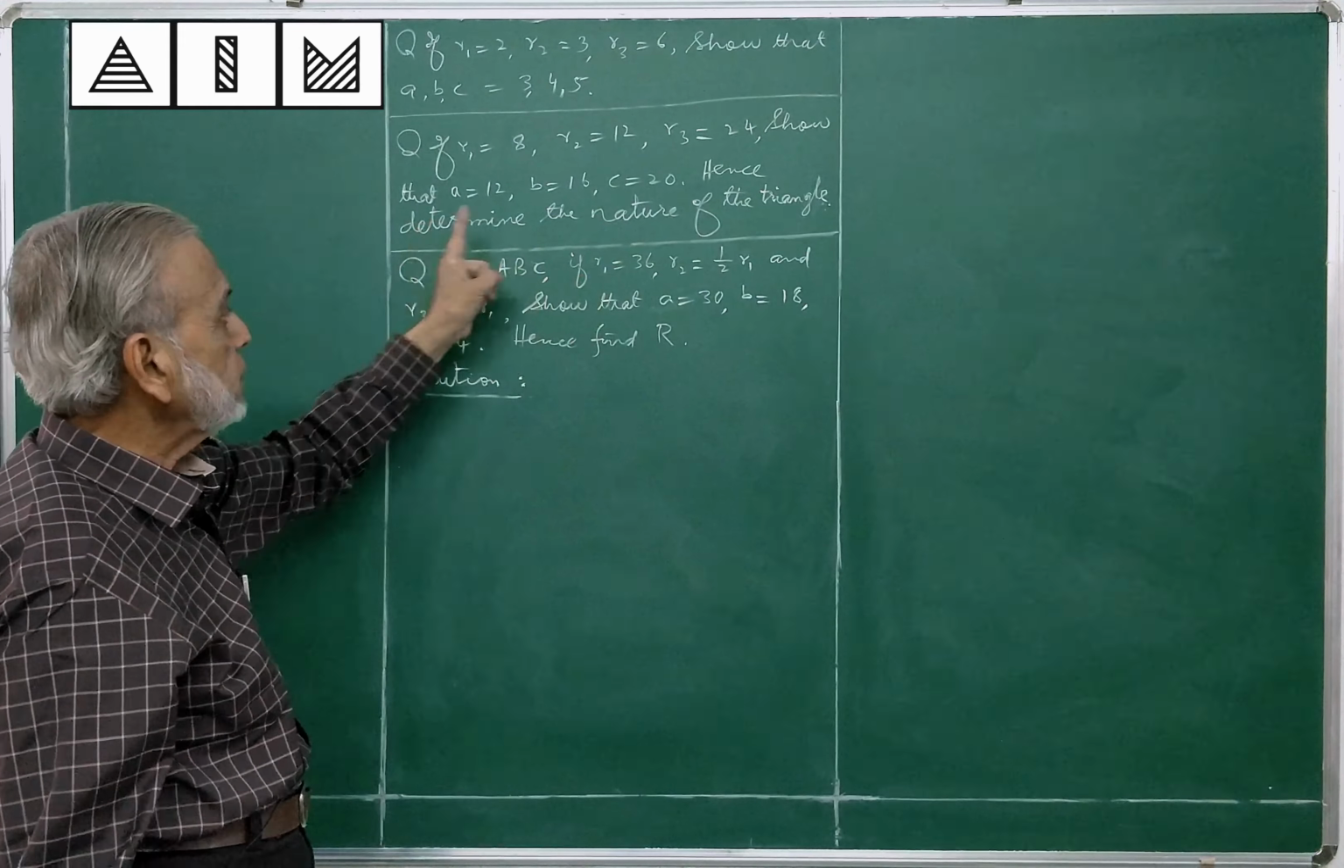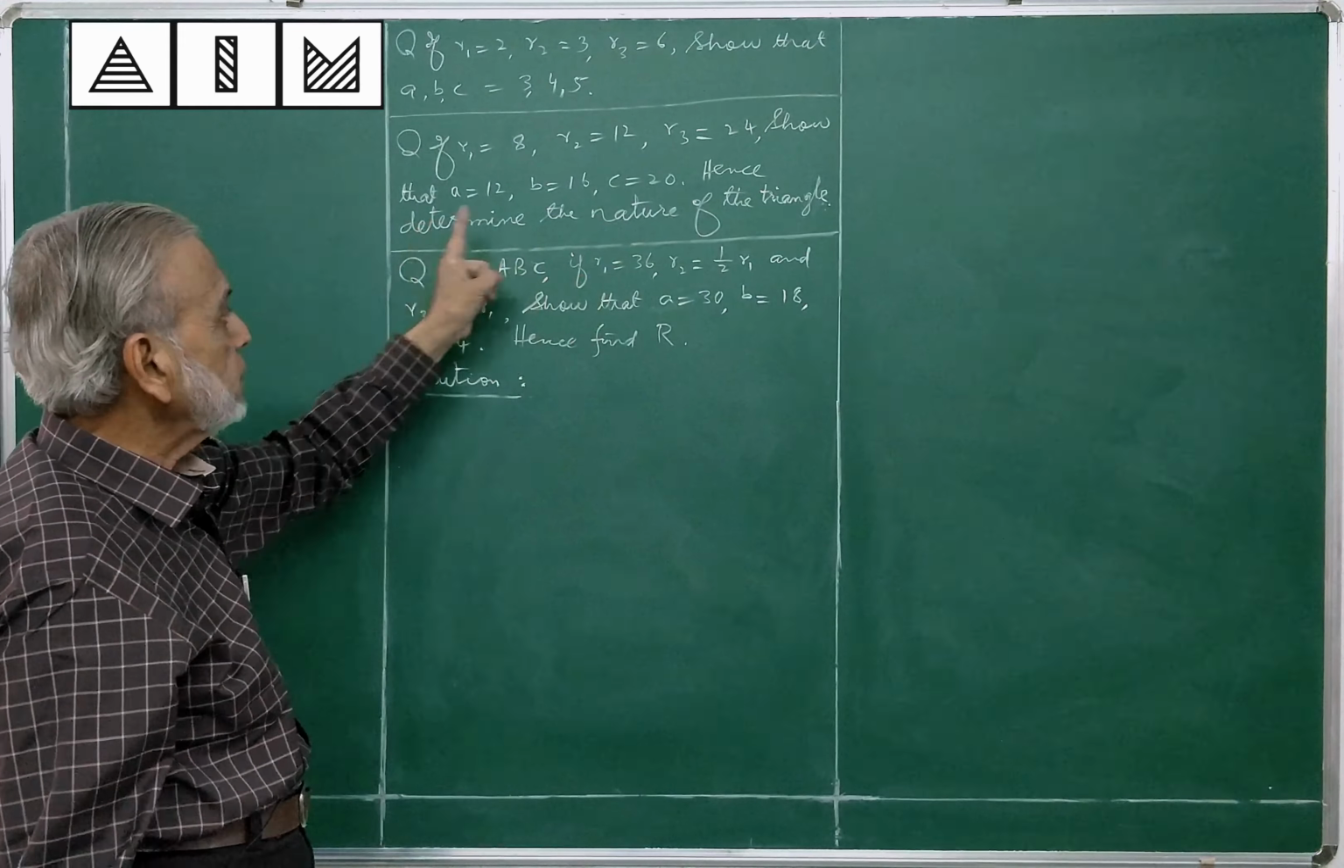We have one formula, please see here. 1 by R1 plus 1 by R2 plus 1 by R3 is equal to 1 by R. This is a deduction actually used as formula. So, 1 by R1 plus 1 by R2 plus 1 by R3 is equal to 1 by R. R1 is 36, R2 is 18, R3 is 12. LCM 36 is equal to 1 by R.